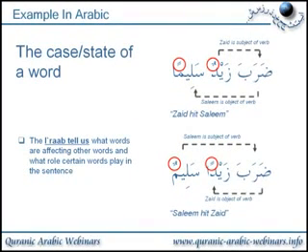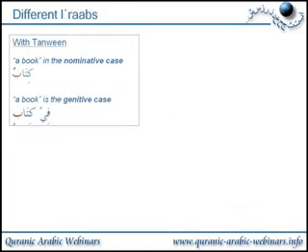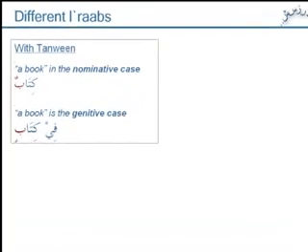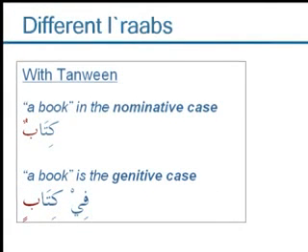I'rab is either the signs, i.e. the vowel signs or extra letters that are used to indicate what's going on, i.e. what is the case of the noun. Now, there are different i'rabs and the way they can be used. One of them is the tanween. So here we have a word kitab, which means a book, but we've got kitabun, and down the bottom we've got fi kitabin. So the first one, kitabun, is in the nominative case.